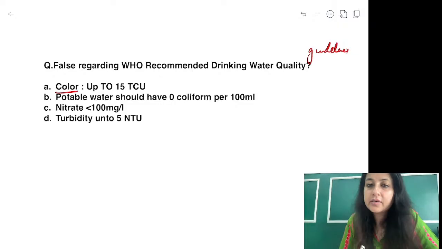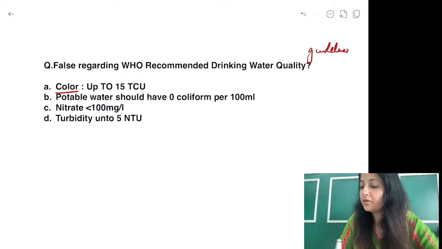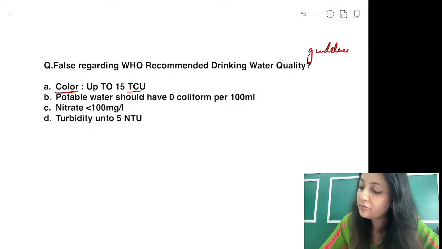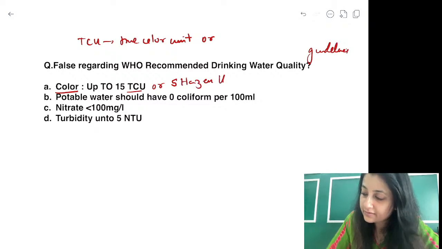Color, of course, water is colorless. Look, water is colorless, okay? But we can measure water. It should be up to 15 true color units. TCU is nothing, it's a unit to measure color. True color units, okay? Up to 15 true color units, or we can also measure 5 Hazen units.